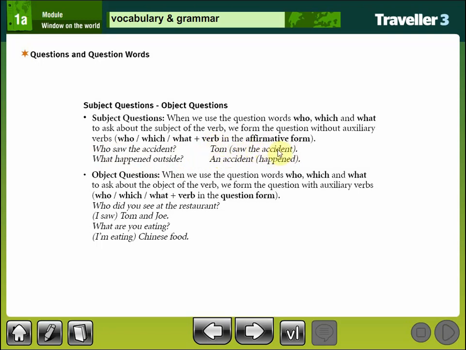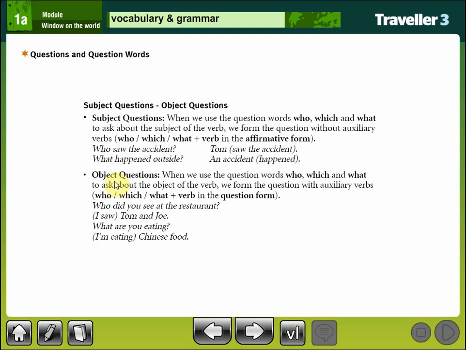This is something complementary. It's not really that important. What happened outside? An accident. An accident happened. We are asking about the subject here. So Tom saw the accident, and the accident happened. They did the verbs, they did the actions here. They are the doers, they are the agents, or the subject.